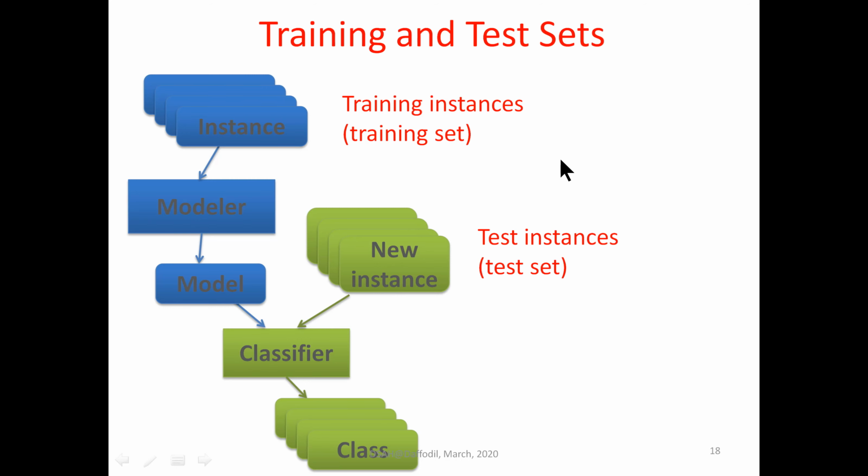There are two sets we have while we are developing the model: a training set and a test set. The training set consists of training instances, and from it the learner ultimately comes up with a model. Generally we prefer 70-30 or 80-20, so 70% of the data is used as the training set to develop the model, and the remaining 30 or 20% of the data works as the test set. Testing is very important, based on which we measure the performance of the classifier.